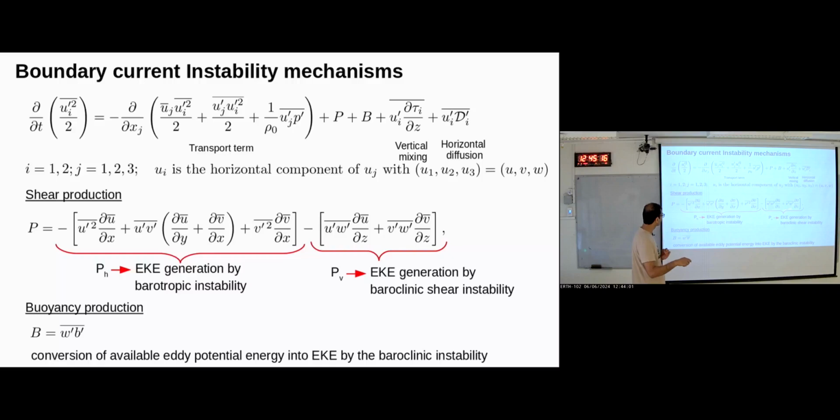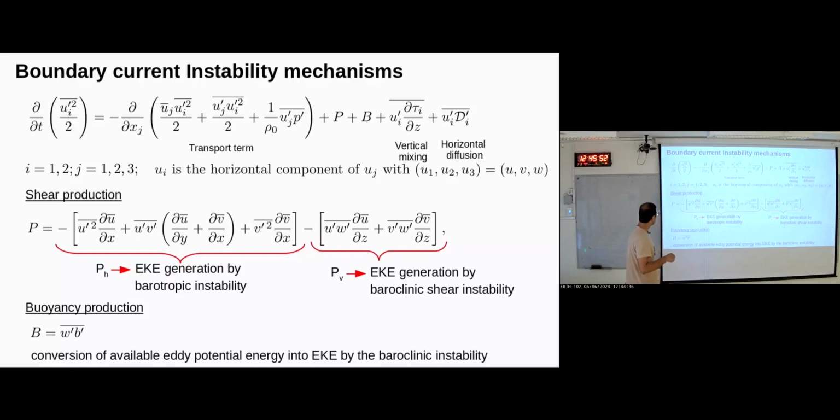The shear production term is shown here. It captures the action of the eddy velocity field on the mean velocity gradient and converts the mean kinetic energy into eddy kinetic energy. We have partitioned the shear production term into two parts, PH, which contains the term with the horizontal gradient of the mean field, and PV, with the vertical gradient.